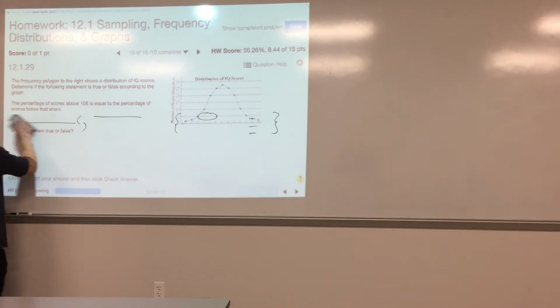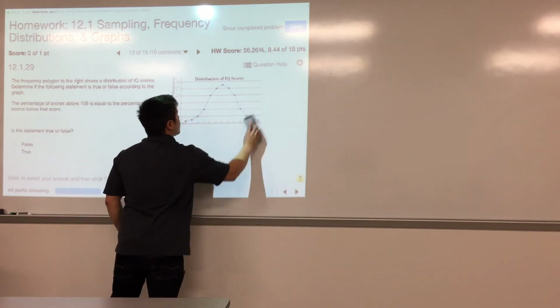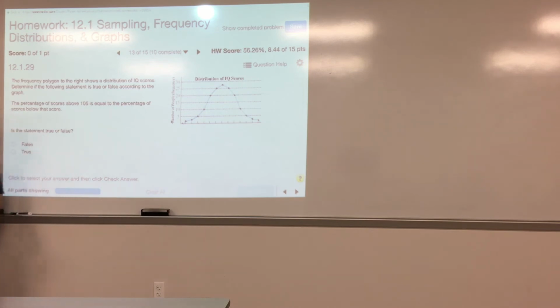So this one relates to IQ scores, okay? And it says the frequency polygon. Sure enough, it's a polygon because it's connecting the tops of the data points, or the frequencies, instead of a bar graph, which is a histogram. Determine if the following statement is true or false according to the graph.